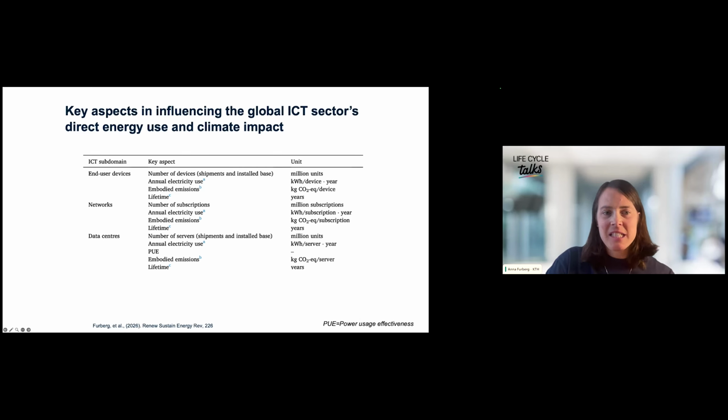Furthermore, AI can lead to both increased and reduced impacts in other sectors. So we need to understand how we should use AI and for what. And furthermore, of course, we cannot only think about energy use and climate impacts. There are many other impacts that we need to consider for AI and for digital technologies in general.